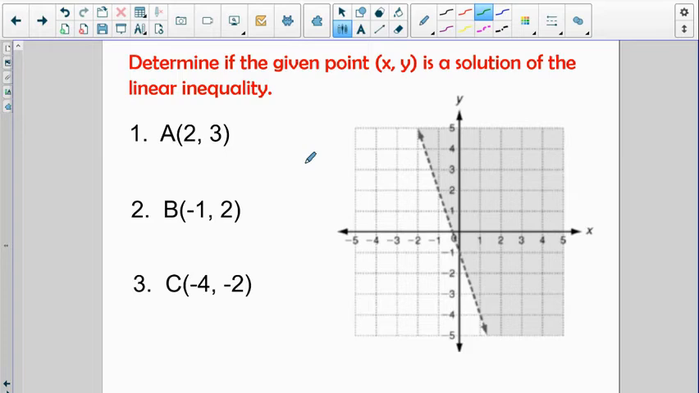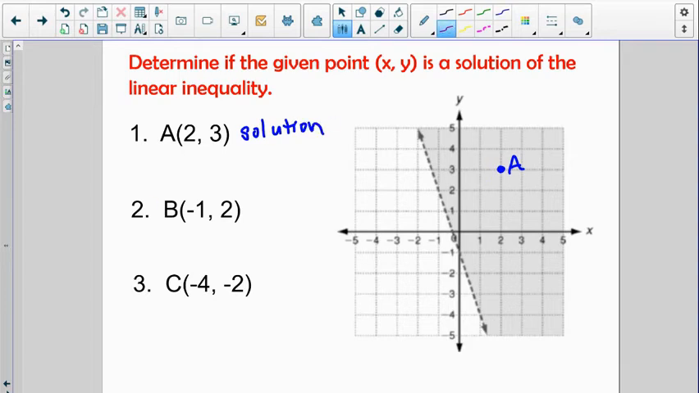All right, so plotting our 3 points. Point A, so I want to go to the right 2 and up 3. I'll go ahead and label that. And it looks like point A is in the shaded area. Because it's in the shaded region, we're going to go ahead and say that that one is a solution.